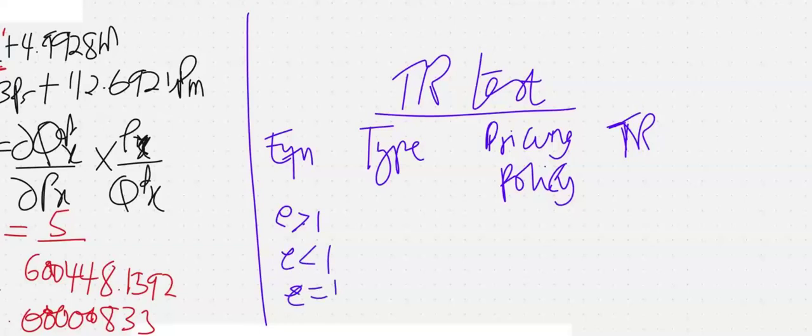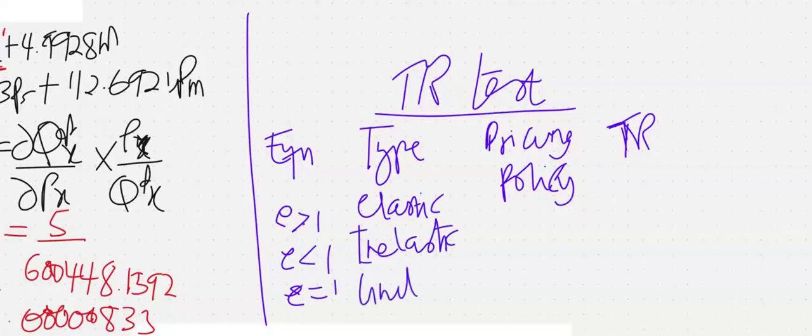So the type, if elasticity is more than 1, it is called elastic demand. If it is less than 1, inelastic. When you say something is elastic, it stretches. Inelastic, it cannot be stretched. And E equals 1 is called unitary, united. So uni, one thing, oneness.